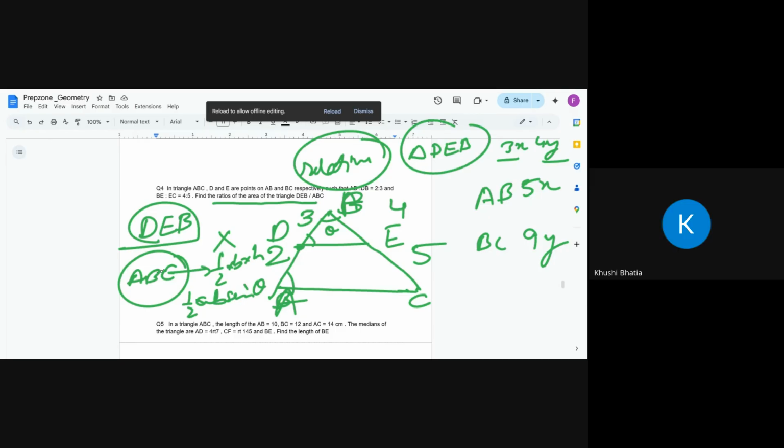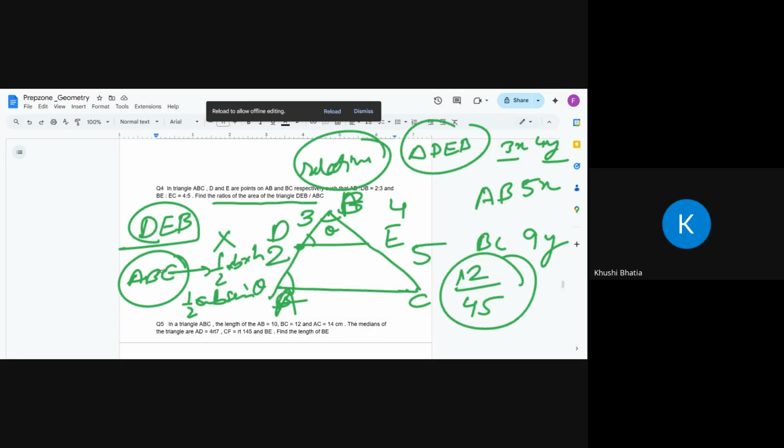12 by 45, 5 into 9, 45. Now if I tell you that the area of ABC is 90 centimeter square. Area of ABC is 90 centimeter square, okay? Then what is the area of DBE? DBC or DBE? DBE. Okay, so we have given that angle B is 90.